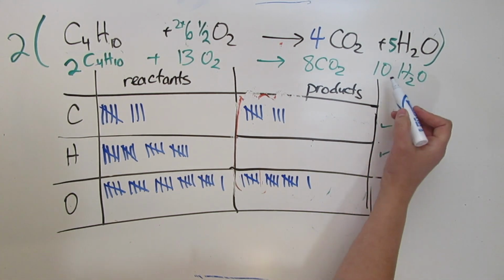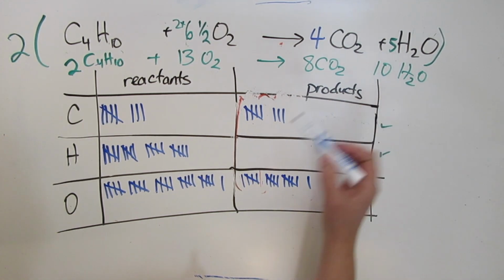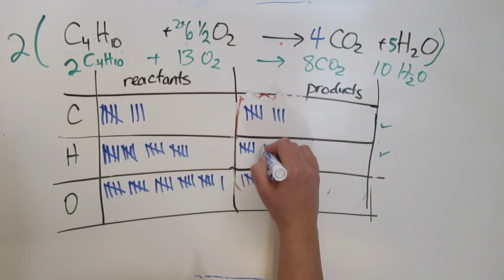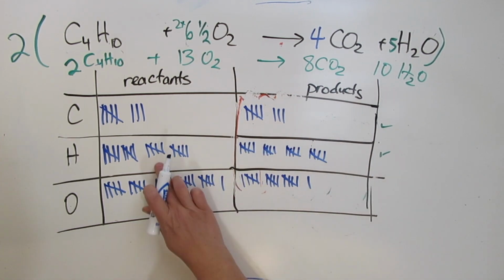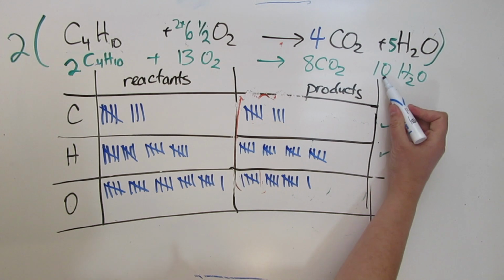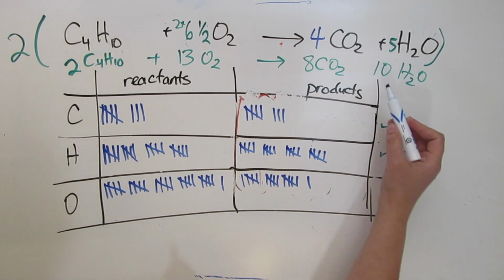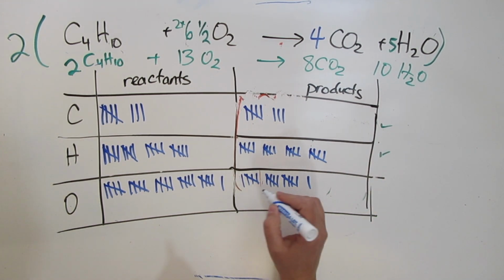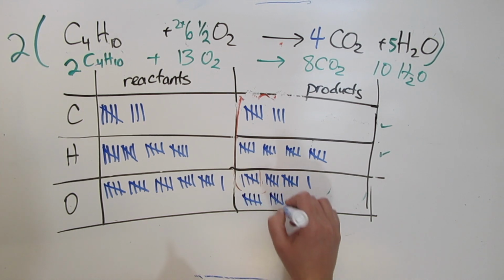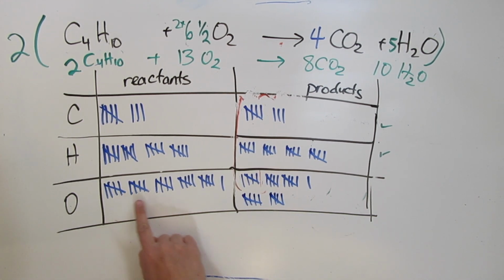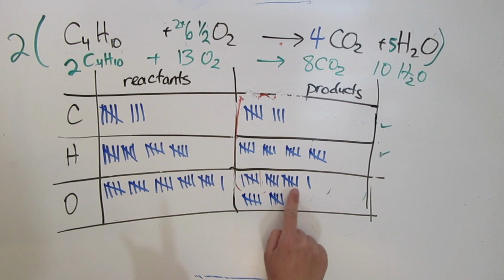16. And then we have 10 molecules of water with 2 hydrogens each, so 10 times 2 is 20. And so now our hydrogens match, and we have 10 molecules of water with 1 oxygen each, so 10 times 1 is 10, so we have another 10. And now you can see we also have 5, 10, 15, 20, 25, 26 oxygens here, so now that matches up. And so that's how you do that.